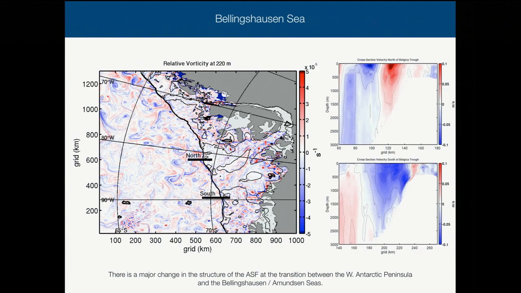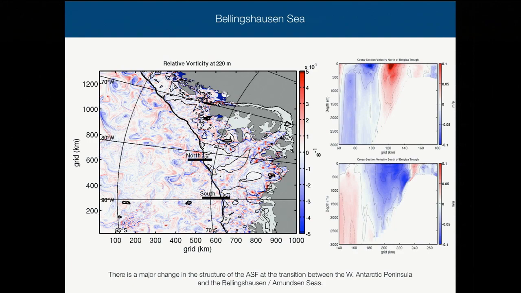So what you see here, this black line is the shelf break. These contours are showing the bathymetry, so there's a big trough here. Once again, you're looking at vorticity, so this is a very turbulent region. But if we look upstream of this trough and downstream of this trough, what we see is that the velocity structure looks very, very different. In particular, to the north, the flow is moving to the east along the shelf break, and on the other side of the trough, you have the flow moving to the west.